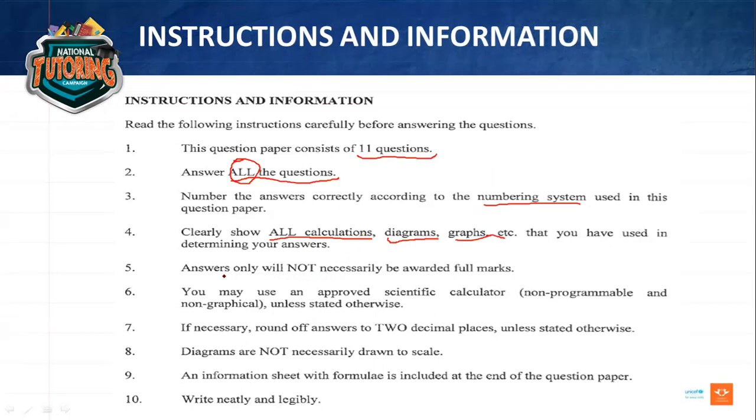All right. It's for this reason that instruction number 5 says the answers only will not necessarily be awarded full marks. So for a question of 5 marks, if you just write one answer, even if that answer might be correct, you are going to get 1. So make sure that you answer all calculations, you show them, then you are not going to lose or forfeit any marks unnecessarily. And guys, please never forget to bring your calculator.